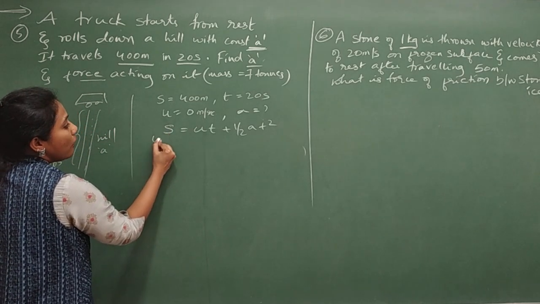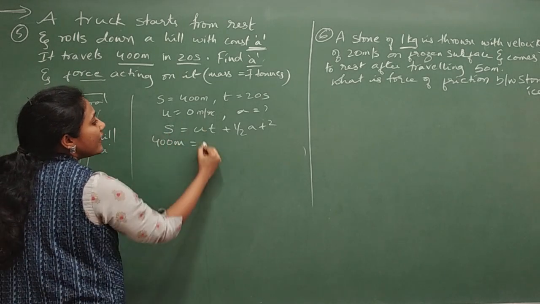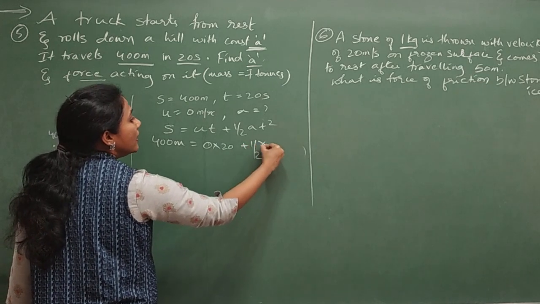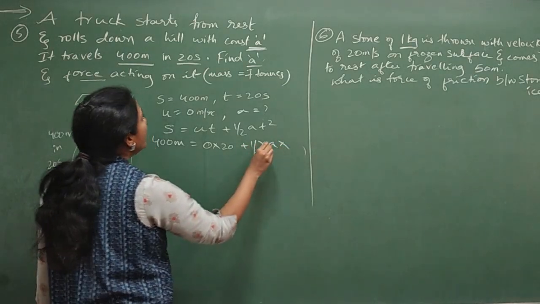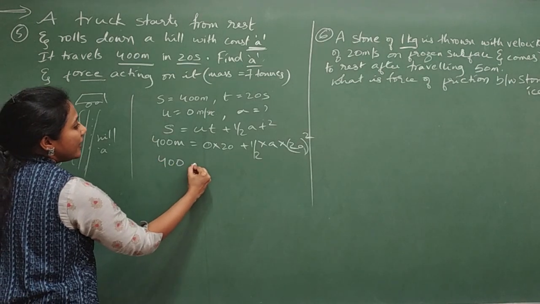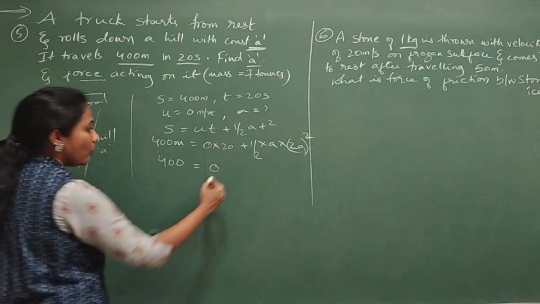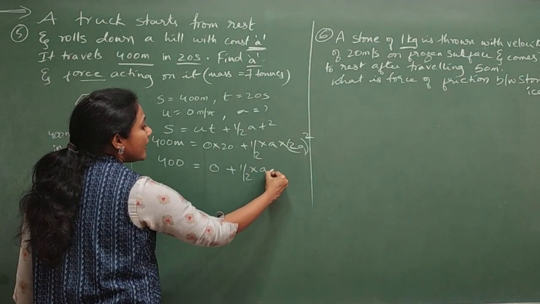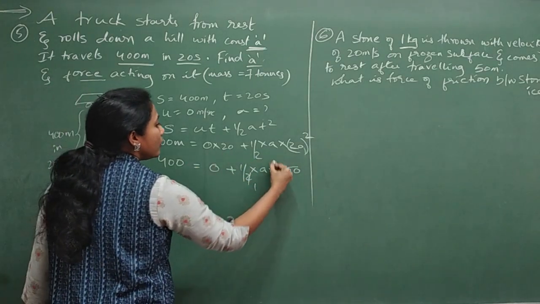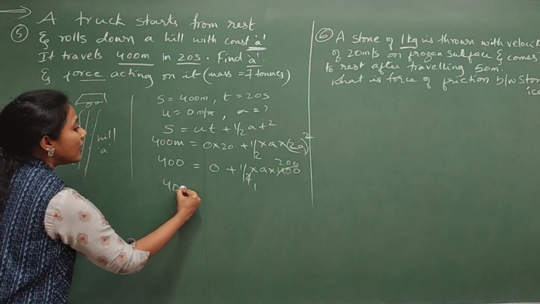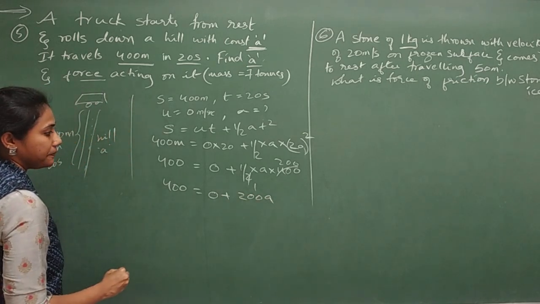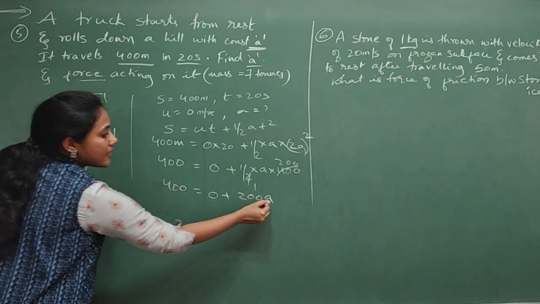So distance is 400 meters. U is 0, into time, which is 20 seconds, plus half into A, which we have to calculate, into time squared, 20 square. So 400 is equal to 0 into 20, which is 0, plus half into A into 20 square. 20 square is 400, right? So ones are 200. So 400 is equal to 0 plus 200A.